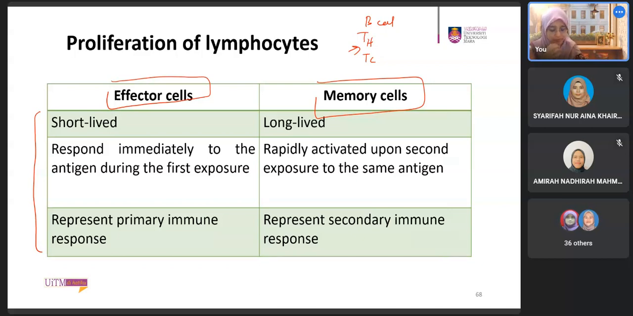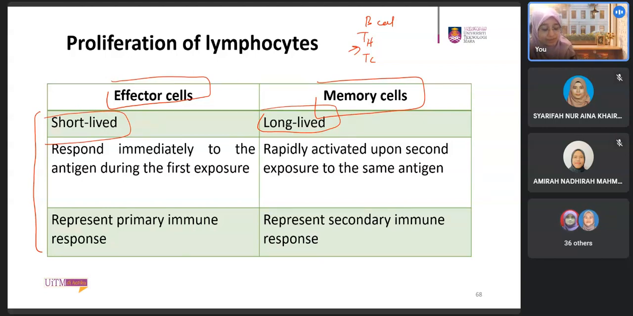Okay, so the effector cell is short-lived. The lifespan is short, because it is only activated or produced during the time of infection. But the memory cell has a long lifespan. Once the memory cell has been produced, it is stored in your lymph nodes for many years to protect your body against the same pathogen in the future.